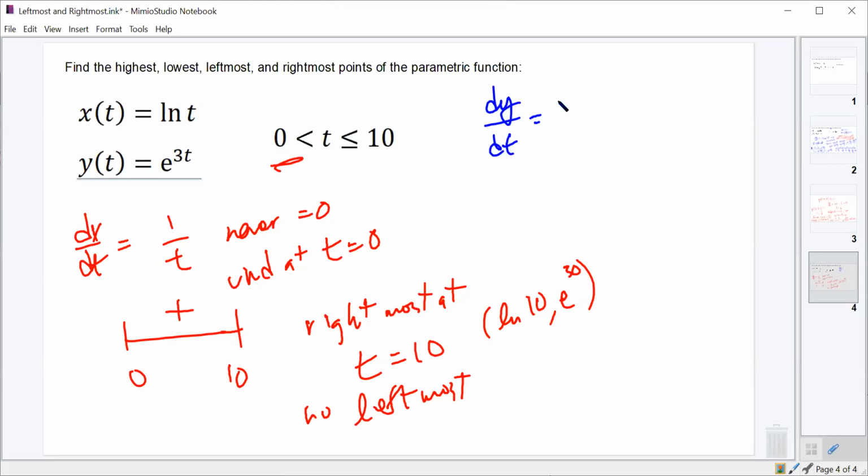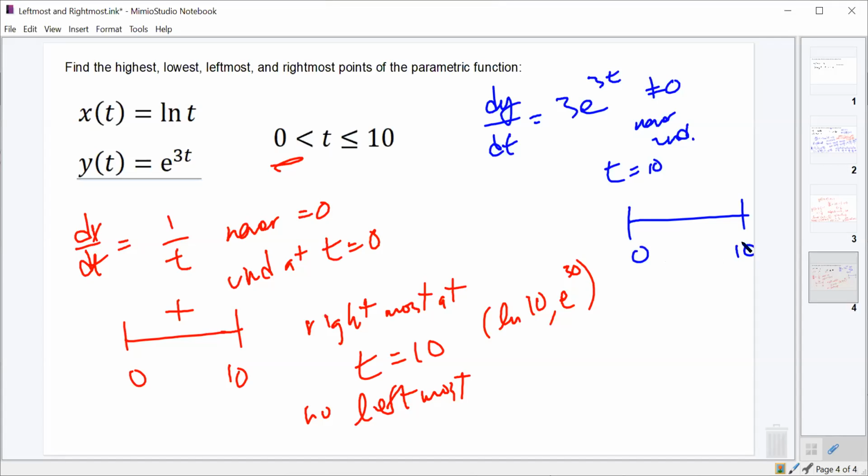And then dy/dt, which should be 3e^(3t), that also never equals 0 and it's never undefined. So your only options are at the endpoint, which will be at t equals 10. And once again, we can do a sign chart here, 0 to 10, to see if the y values are getting larger or smaller. Put in a number between 0 and 10 that comes out to be positive, so the y values are increasing. So we have no lowest point, but the highest point ought to be the same thing, natural log of 10, e to the 30th.